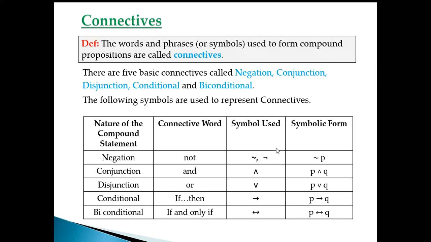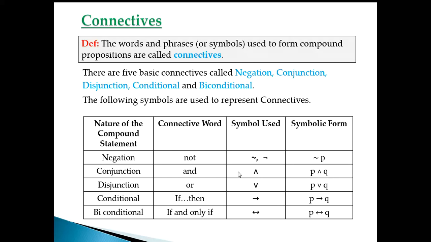In negation we need only one proposition, suppose P. So we write the negation sign with P, and this represents the negation of P. We use the negation connective like that. Now come to the conjunction. For conjunction, the connective word is "and". If we join two sentences by "and", that is called the conjunction, and the symbol used for conjunction is like that.